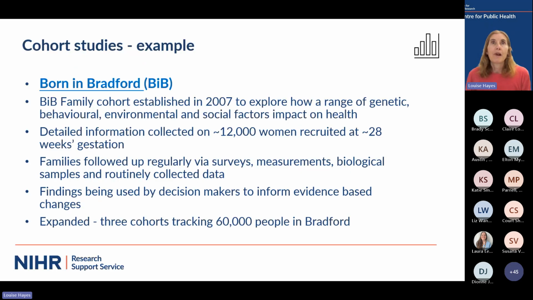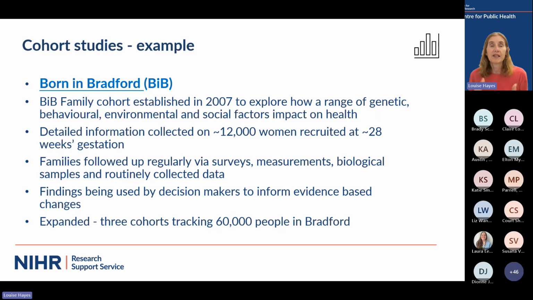A nice example of a cohort study is the Born in Bradford study, which I imagine many of you will know of. I was quite shocked to find when I just looked this up, it's almost 20 years old, so I think of it as relatively new, but established back in 2007. They recruited women during pregnancy and their families and measured all sorts of things to get information on genetics, behaviours, environmental things and social things.